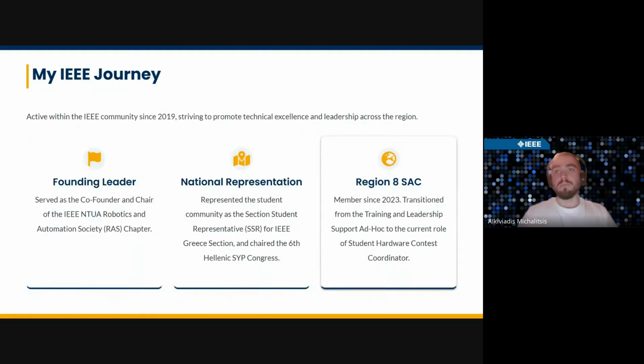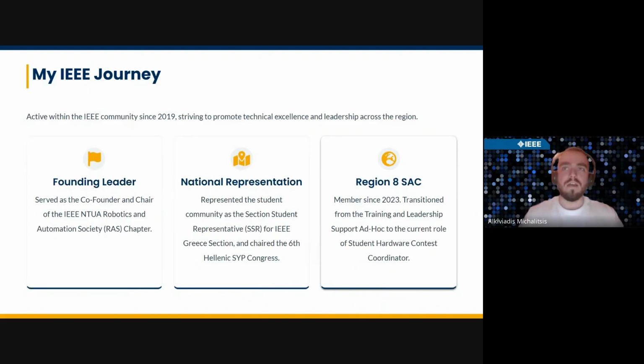Some stuff regarding my IEEE journey so that we get to know each other a little bit better. I became an IEEE student member in 2019 when I first started studying in my university. Ever since I joined my university, I found some other members. We became IEEE members, and we founded the IEEE NTUA Robotics and Automation Society chapter so that we could organize and implement robotics projects, webinars, workshops, and so on. We all had a common interest in robotics and hardware.